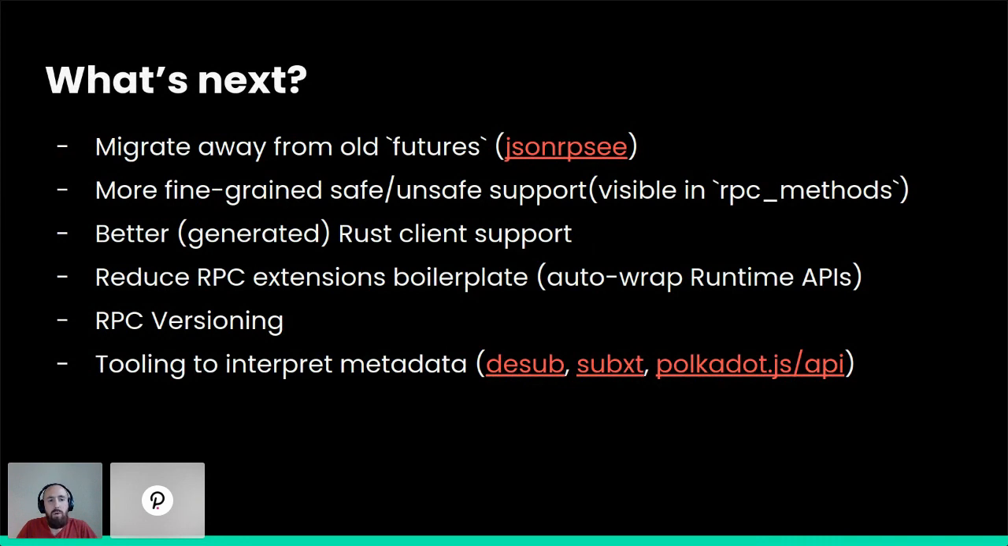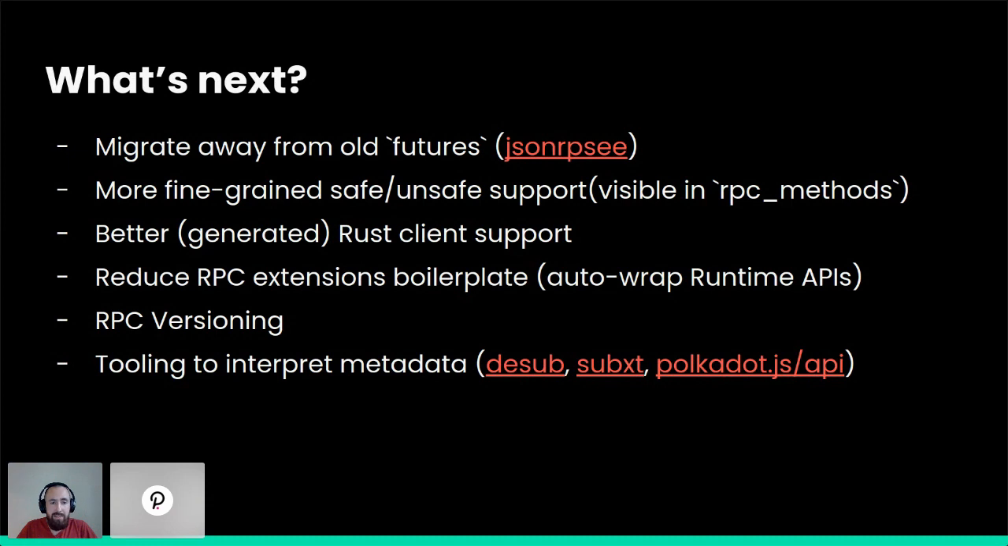We also want to work on more fine-grained safe-unsafe support. Right now, this is something that we have on a single method level. If a method is marked as unsafe, you will still see it in the RPC methods list, although calling that method will simply fail. So we want to provide this safety information outside for the clients as well, and whether the node is running in safe or unsafe mode. We have very rudimentary client support right now, and in the Substrate codebase you can find an example of an RPC client. But since it's using this old library, it's also based on old futures, which should also be solved by the migration that I mentioned earlier.